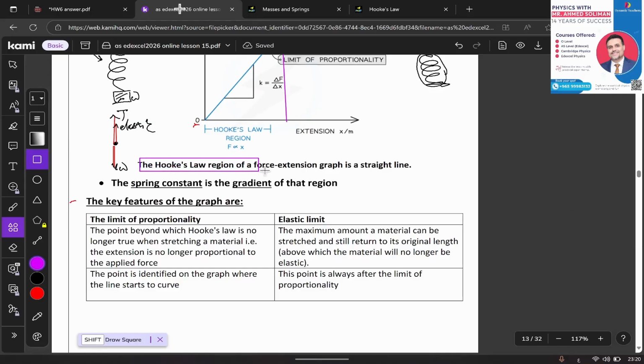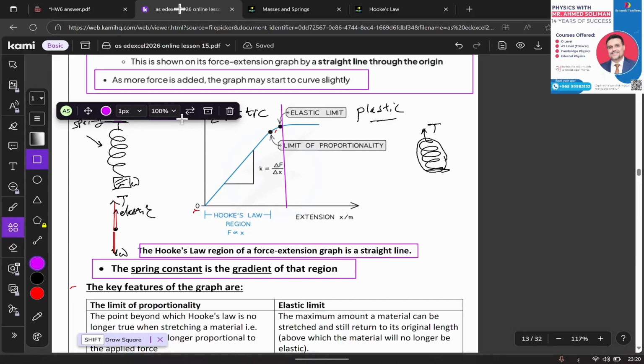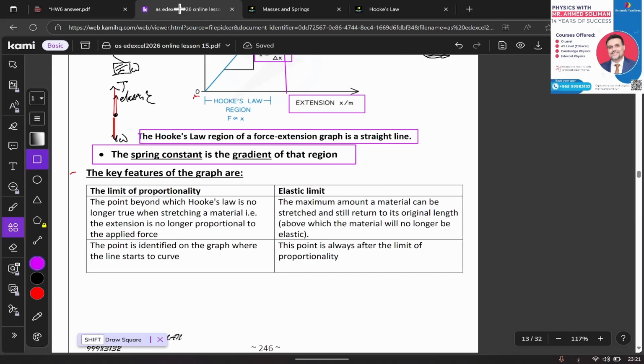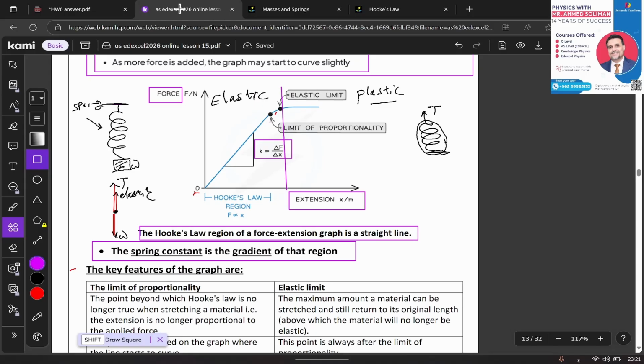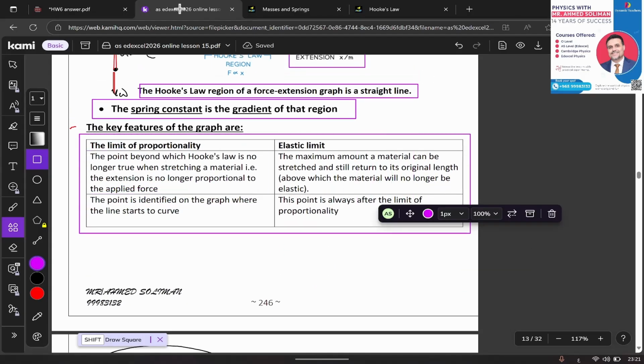Now, the Hooke's law region of a force extension graph is a straight line. The spring constant is the gradient of the line, but with one condition. What is this condition? Force at the vertical and the extension at the horizontal. So now K equals delta F over delta X equals gradient. Now, what are the key features of the graph? Which graph are we talking about? Force and extension. We have 2 points. And also we can talk about the spring constant being the gradient of the line. So we have the limit of proportionality and the elastic limit.